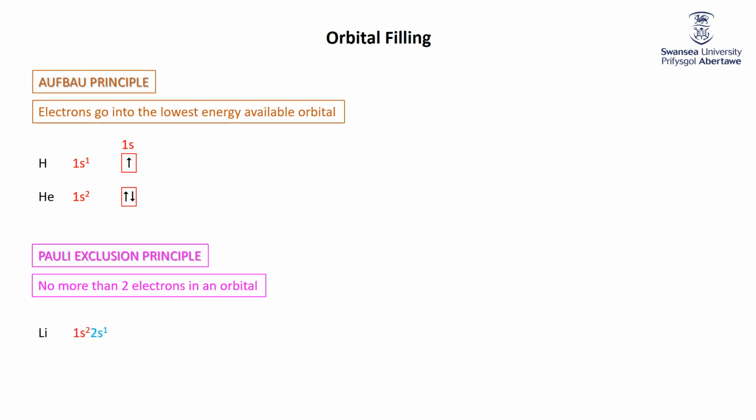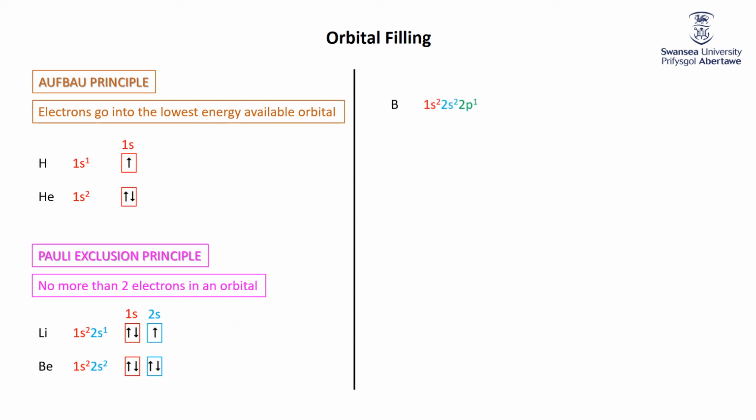Move on. Lithium, easy: 1s2, 2s1. So there's the 1s little box, and there's the 2s little box with 1 electron in there. Beryllium, 1s2, 2s2. It's just going to be like that: 2 electrons, 1 up, 1 down in each of the 1s and the 2s boxes.